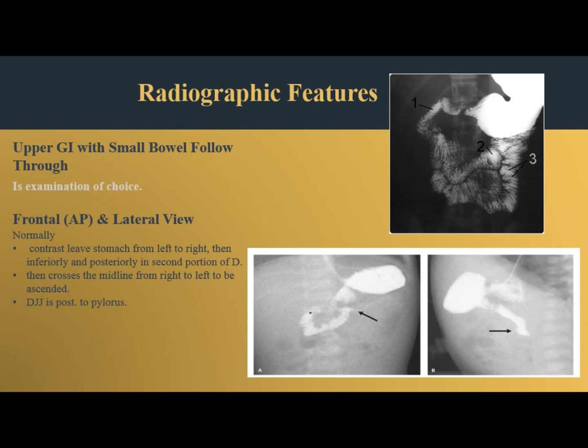And the duodenojejunal junction should be posterior to the pylorus. Here we will see that the duodenojejunal junction is posterior to the pylorus. This is normal. But in malrotation, we will not see this.